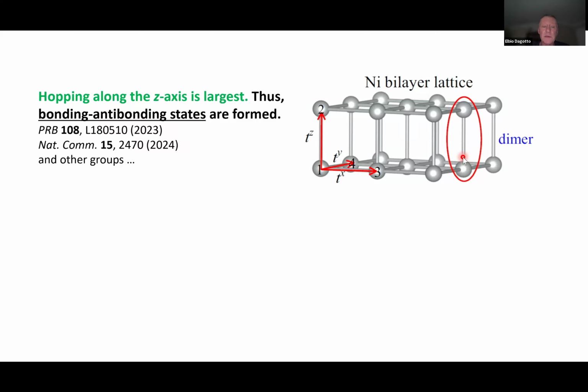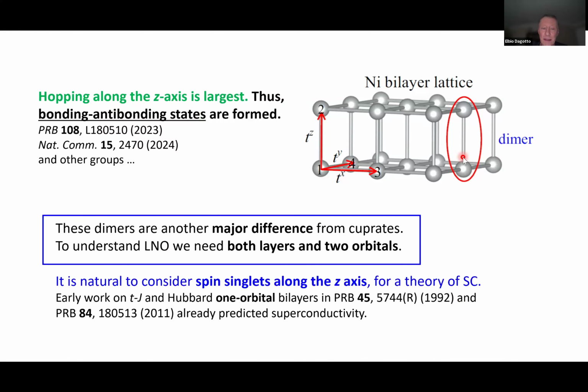So these dimers are another major difference from the cuprates. To understand LNO, LNO is the abbreviation for lanthanum 3, nickel 2, oxygen 7. So we need both layers, we need the two orbitals, and we have to remember this concept of dimers that appears to be important. And at this point, say two members of this team, they have research going back in time, and we have studied these bilayers.